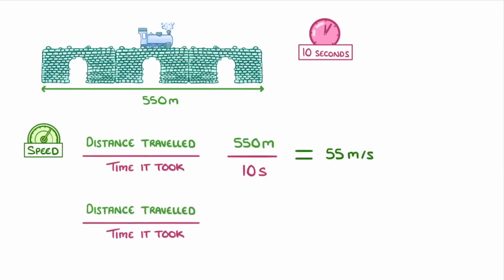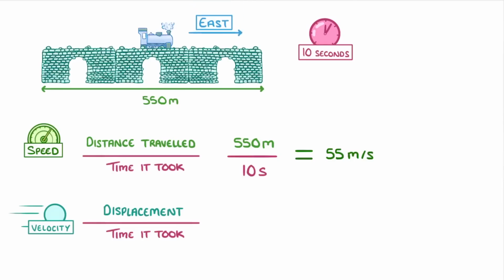If we took this same equation, but replaced the scalar quantity of distance traveled with the vector quantity of displacement, we'd then be able to get the vector quantity of velocity. If we knew the direction that the train was traveling in, for example, east, then instead of writing the distance, we could write the displacement, which would be 550 meters east. The time would still be 10 seconds, and the velocity would still have a value of 55. But the units of the velocity would be meters per second east, rather than just meters per second, like we got for speed.